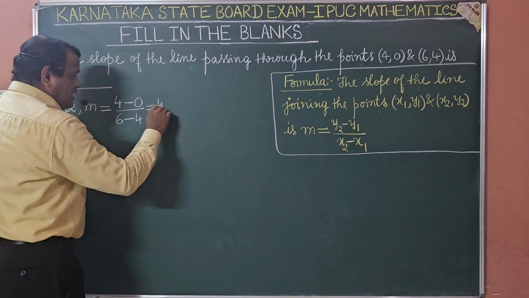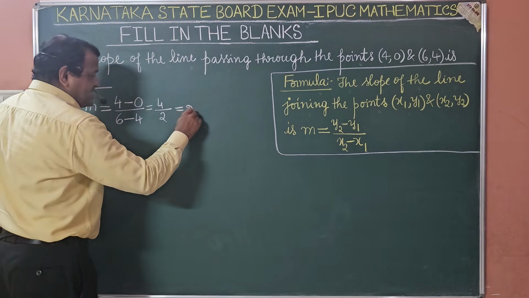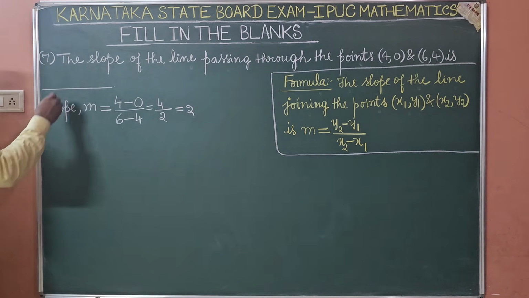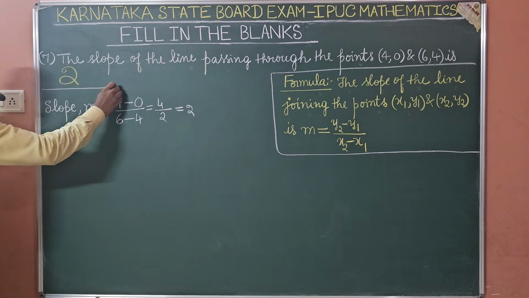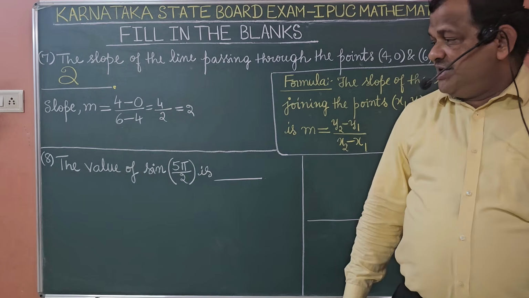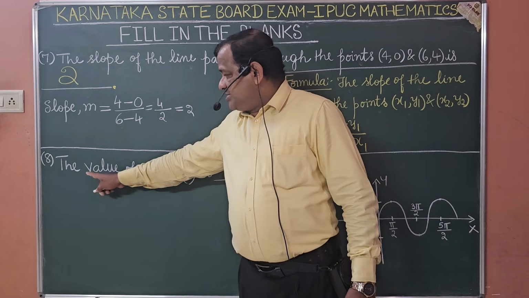Therefore, it is 4 divided by 6 minus 4, which is 2. Hence, the answer is 2. Therefore, in this fill in the blank, here I will write the answer 2. Go through the solution.